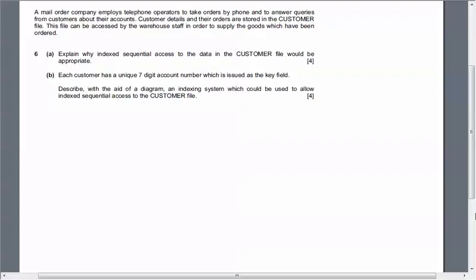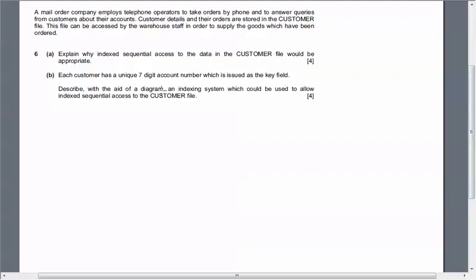Okay, so I'm going to talk about index sequential access. This is question 6b I'm going to go through, and it's from summer 2010, paper 1. Don't really need to go through the intro to the question, so we'll concentrate here. Each customer has a unique 7-digit account number which is issued as a key field. It needs to be unique to be a key field, obviously.